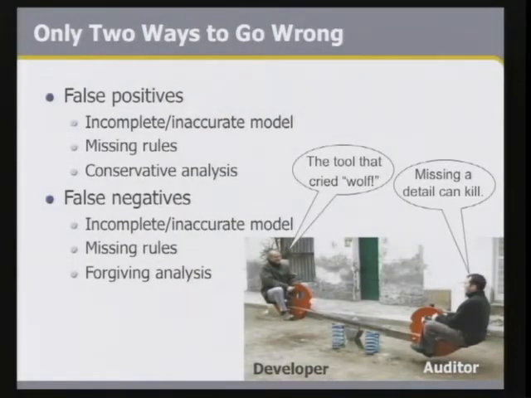Missing rules can also cause both false positives and false negatives. If you haven't described the right attributes of the APIs that you're analyzing, or if you haven't described the vulnerabilities that you're interested in finding, then you could have one or the other.